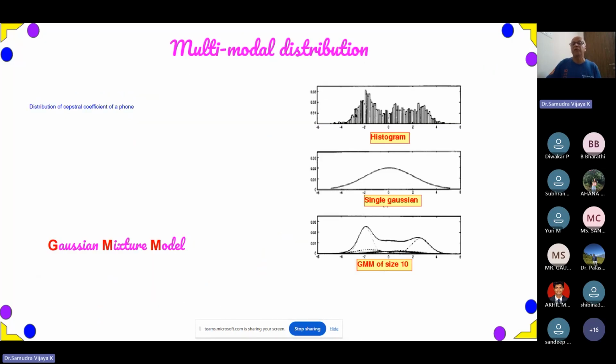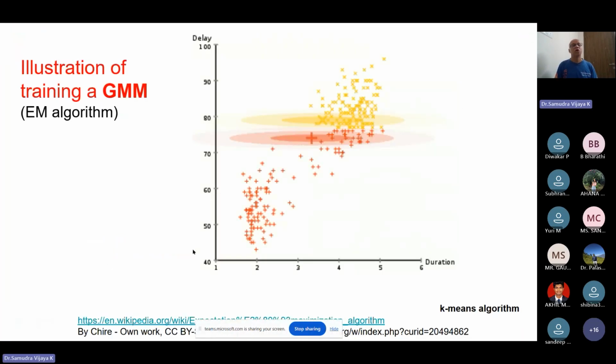In fact, if you look at one particular cepstral coefficient of one vowel, it doesn't look like a Gaussian distribution. In fact, there are multiple peaks here. So if you model this curve by a single Gaussian, it will be inappropriate. Therefore, we model it by a collection of Gaussians or a mixture of Gaussians, that is called a Gaussian mixture model. So how do you train a Gaussian mixture model?